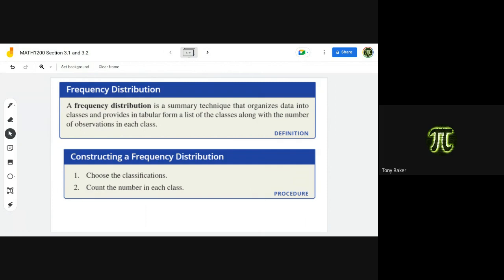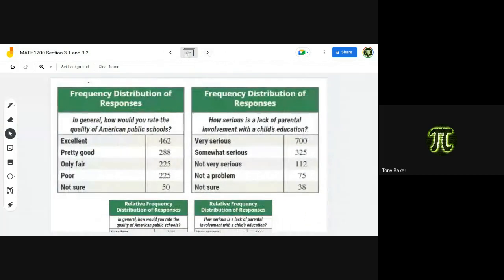Do I have a mark? Got it? Because I'm going to switch for a second.